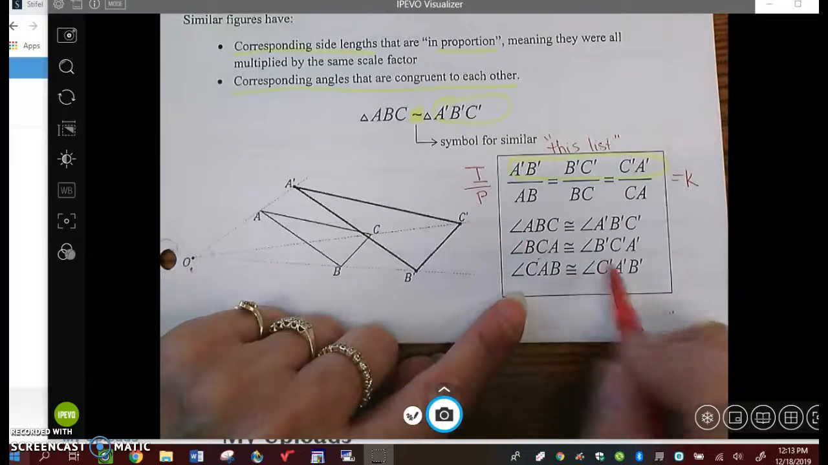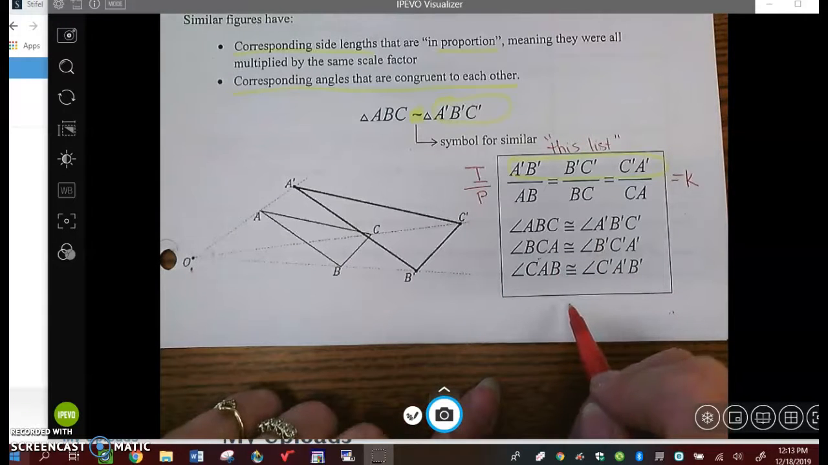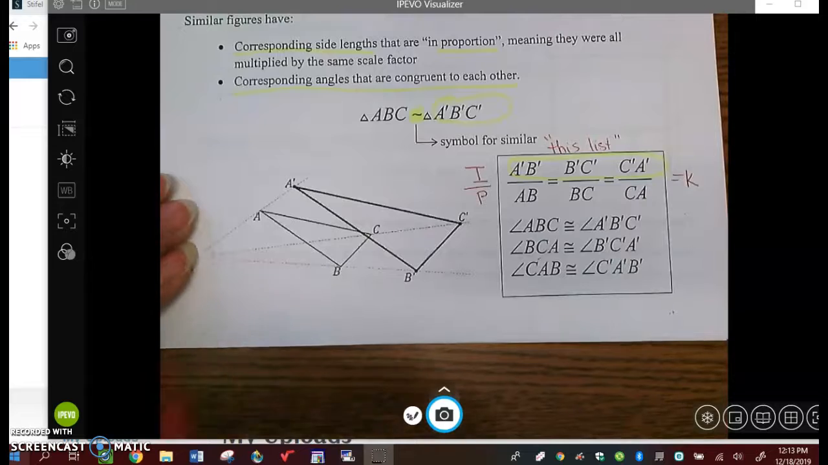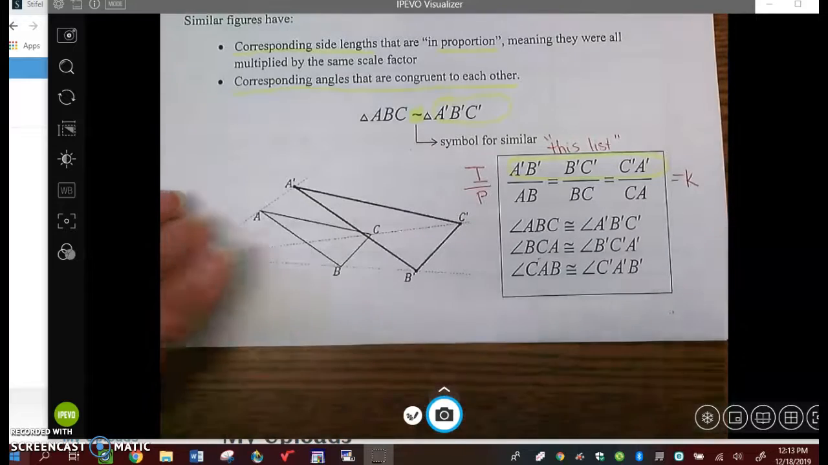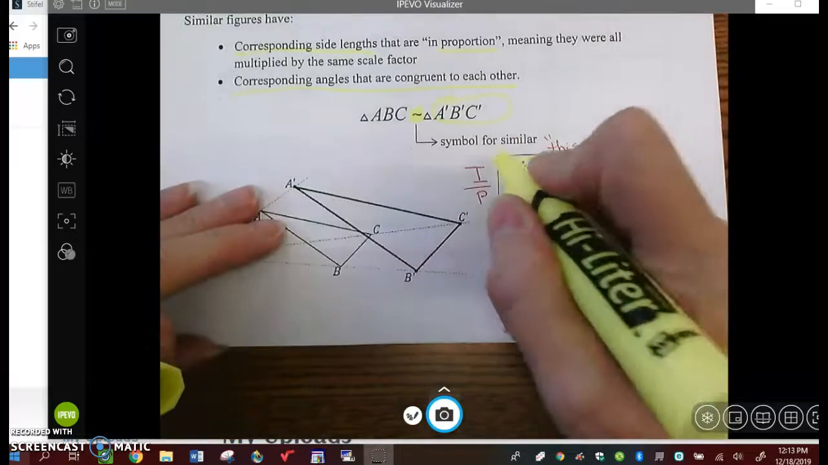Corresponding angles are congruent, so that's going to be the exact same as what we did in the last unit. All right, now I want to express this a different way. Oh, actually, no, I don't. That's going to be on the next page. All right, so this is our list.